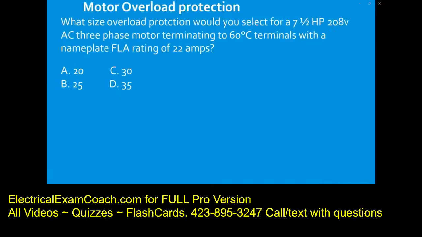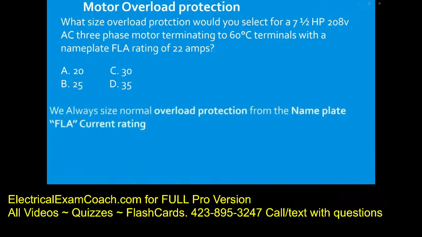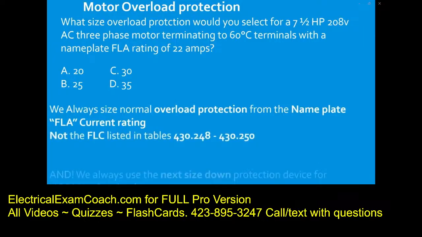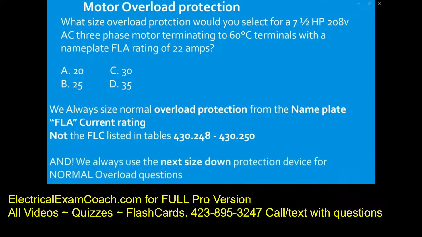Great job. What size motor overload protection would you select for a 7.5 horsepower, 208 volt AC 3-phase motor terminating to 60°C terminals with a nameplate FLA rating of 22 amps? Remember, we'll always size normal overload protection from the nameplate FLA rating, not the FLCs that are listed in those tables. Also, we have to remember to use the NEC size down protective device for normal overload questions.